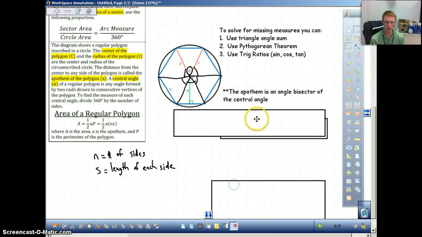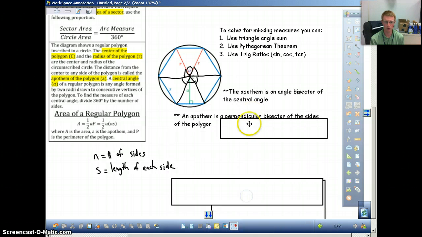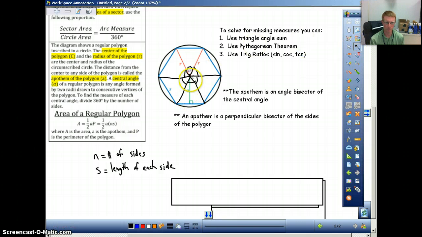Another thing to note is that the apothem is the angle bisector of the central angle. So the apothem cuts this into 2 equal angles. If this angle was 80 degrees, the apothem would cut it into 2 40-degree angles. Also, the apothem not only creates a right angle when you come down to the edge, but it also bisects this triangle. That means this side would be congruent to this side. That's actually important for what we're going to do. So let's look at a couple of examples here.